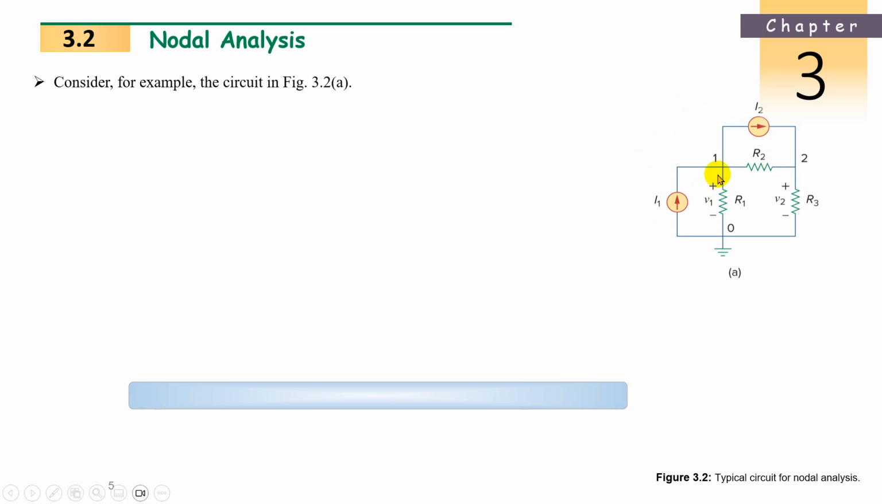So nodes, how many? 1, 2, this is 3 nodes. Plus how many loops? This is 1 loop, this is the second loop, this is the third loop. So 3 plus 3, how much? 6. Minus 1, how much? 5. How many branches? 5. One current source is 1 branch, this current source is another branch, and R1, R2, R3 are 3 branches.